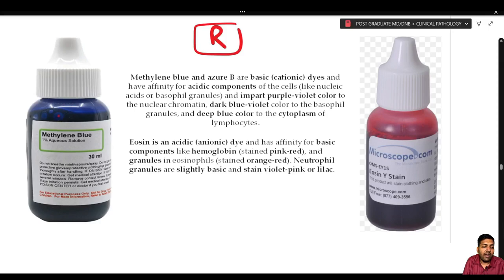One is your basic dye, that is methylene blue. Another is your acidic dye, that is your eosin Y. So first I will be speaking about the methylene blue. Methylene blue and azure B are the basic cationic dyes, and they have affinity for the acidic components of the cells like the nucleic acids or the basophil granules, and they impart a purple violet color to the nuclear chromatin, dark blue violet color to the basophilic granules, and a deep blue color to the cytoplasm of the lymphocytes.